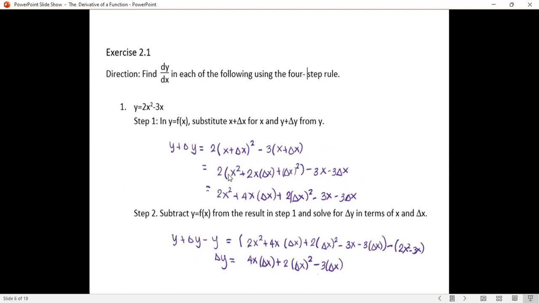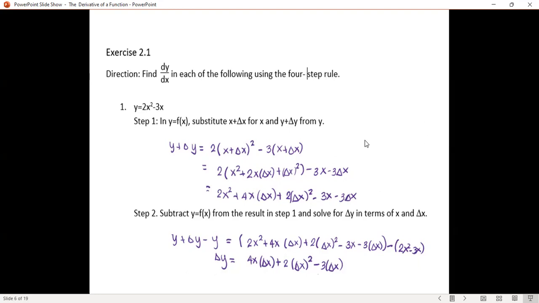Okay, and then we apply the distributive property again for the first term. So 2 multiplied by x squared, we have 2x squared. 2 multiplied by the second term, so we have 4x delta x, plus 2 multiplied by delta x squared, so we have 2 delta x squared. And then we just copy the last two terms. If there are common terms, you can combine them. It's just that for this particular case, we don't have any common terms. So that's the first step.